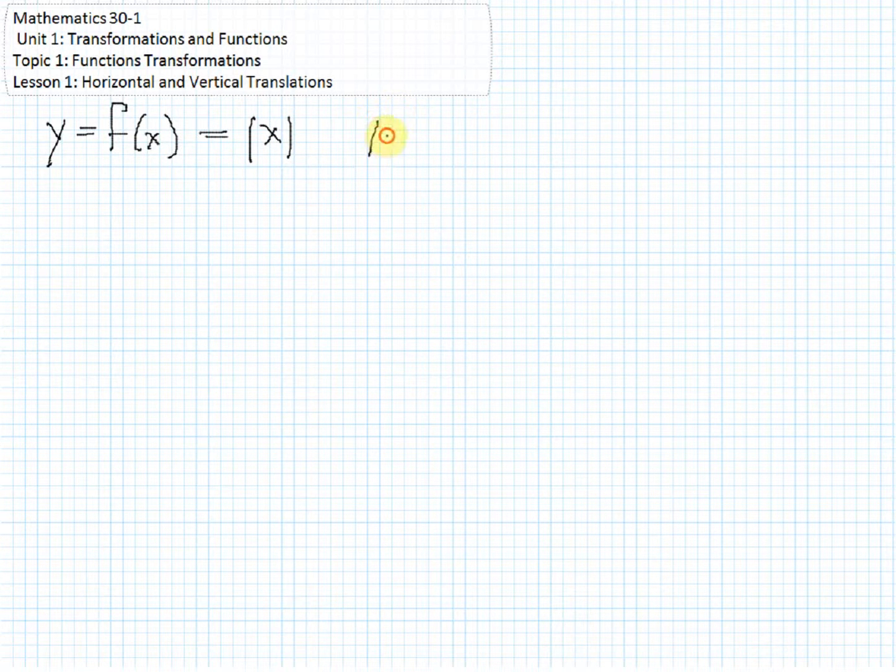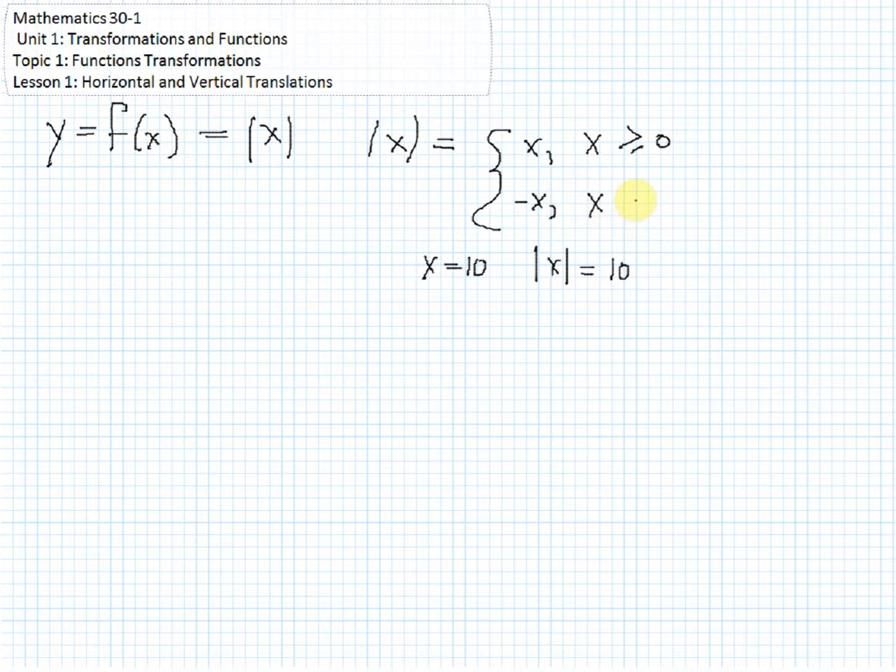Remember that the absolute value of x is a split function, so it's equal to x when you have an x value that's greater than or equal to 0. So if x is equal to 10, then the absolute value of x is just 10. We just get x back. But we get negative x when our x value is less than 0.